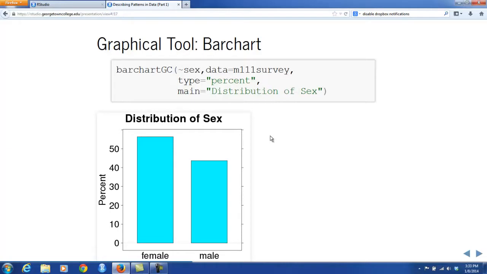And you can see that more than 50% of the people in the class are female. The percent rectangle for the females is higher than the percent rectangle for the males.